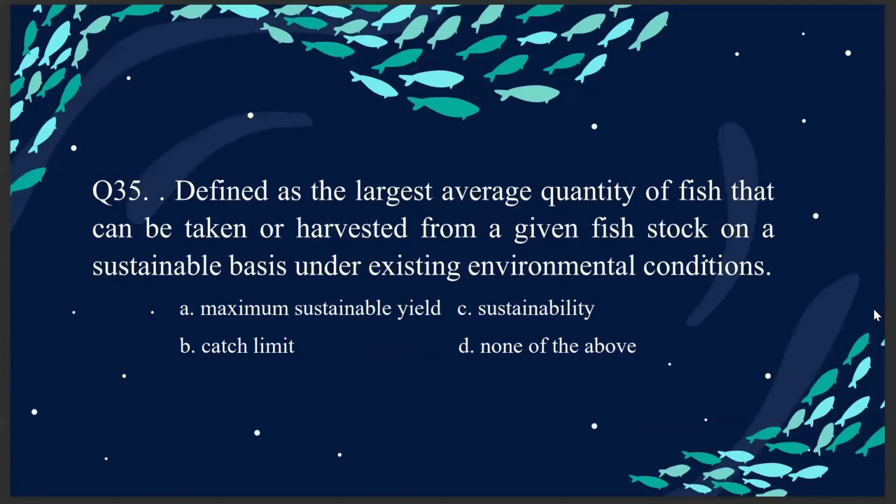Question number 35. Defined as the largest average quantity of fish that can be taken or harvested from a given fish stock on a sustainable basis under existing environmental conditions. A. Maximum sustainable yield. B. Catch limit. C. Sustainability. Or D. None.